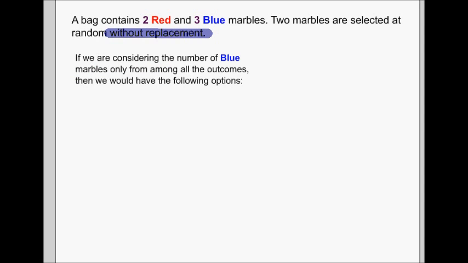A bag contains 2 red and 3 blue marbles. 2 marbles are selected at random without replacement. As you could see, this has been highlighted here. Now let's consider those outcomes which have a blue in it. Okay, so we are only going to consider the outcomes which have blue or no blue in it. So we are going to consider picking up blue marbles. Okay, now how can it be done? In how many ways do you have the combinations there?